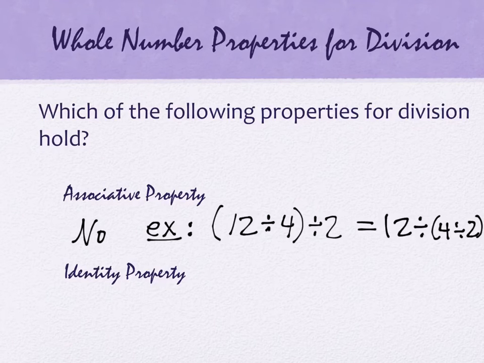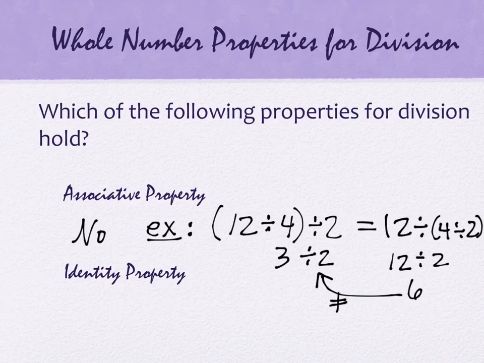Order of operations on the left, we're going to do 12 divided by 4. So 12 divided by 4 is 3. So the left side is 3 divided by 2. On the right side, I have 12 divided by, and what's 4 divided by 2? 2. 12 divided by 2 on the right-hand side is 6, and that is definitely not equal to 3 divided by 2, which is actually 3/2. It's fractional at that point, but yeah. So there's no associative property.